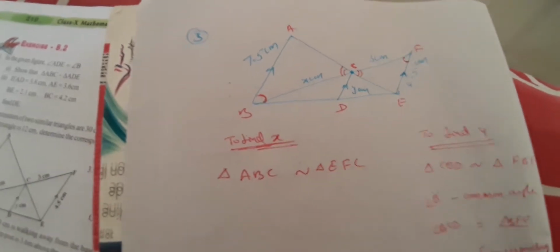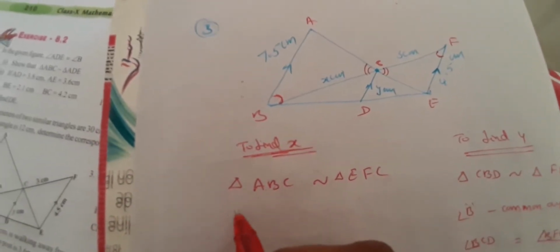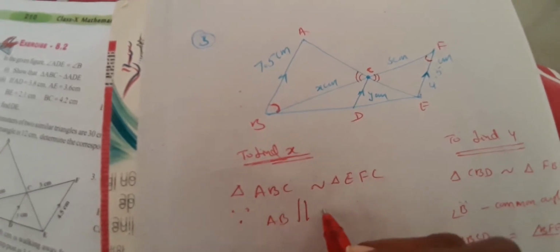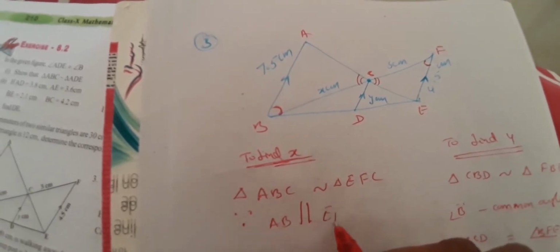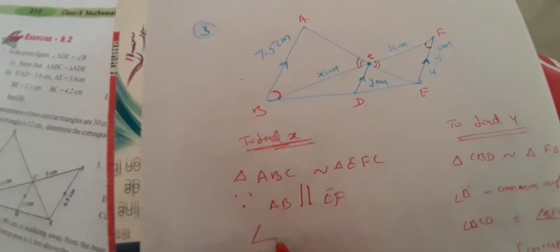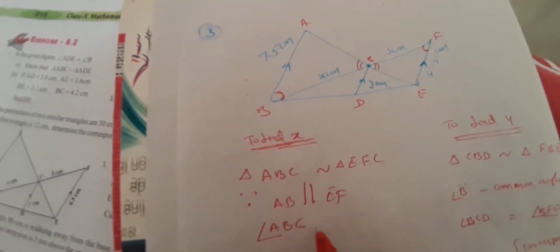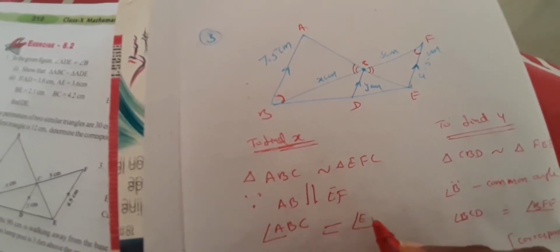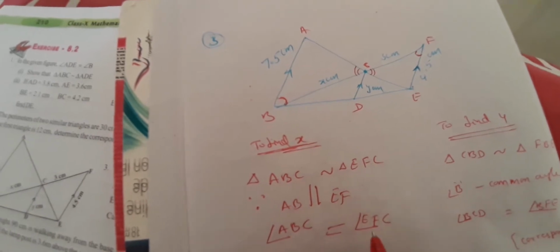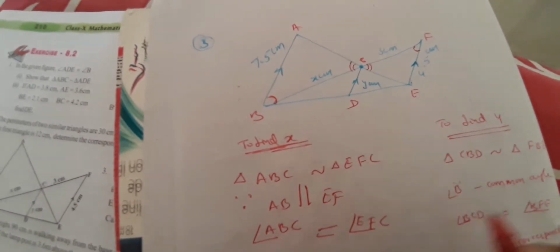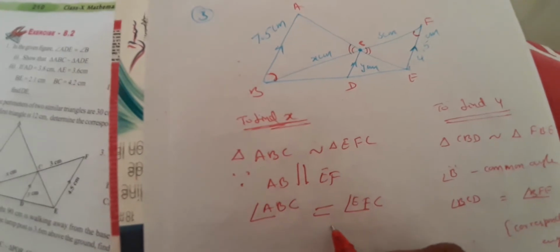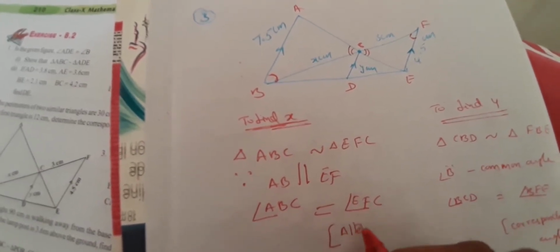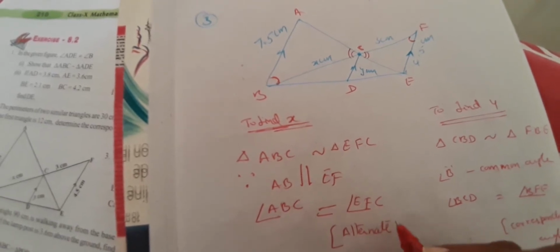EFC. How? Because AB is parallel to EF, angle ABC is equal to angle EFC. Okay, angle ABC is equal to angle EFC. What is that conclusion you have to write? Interior angles, alternate interior angles.